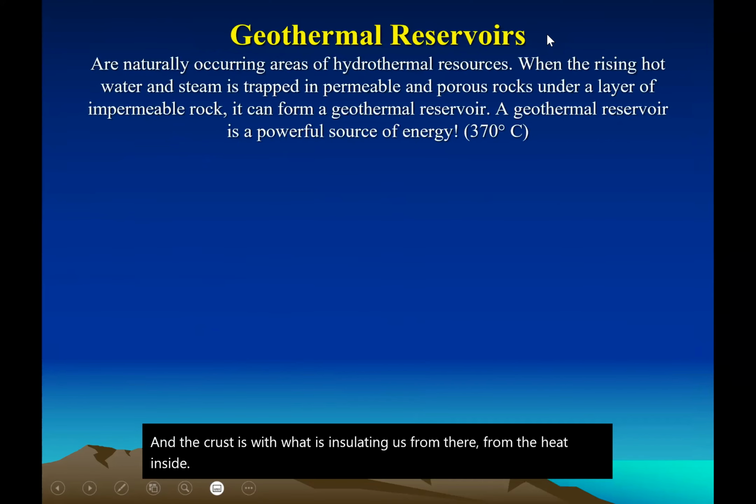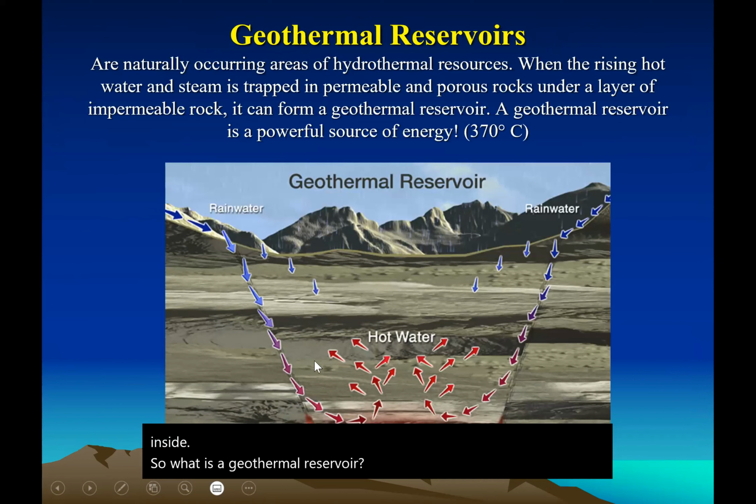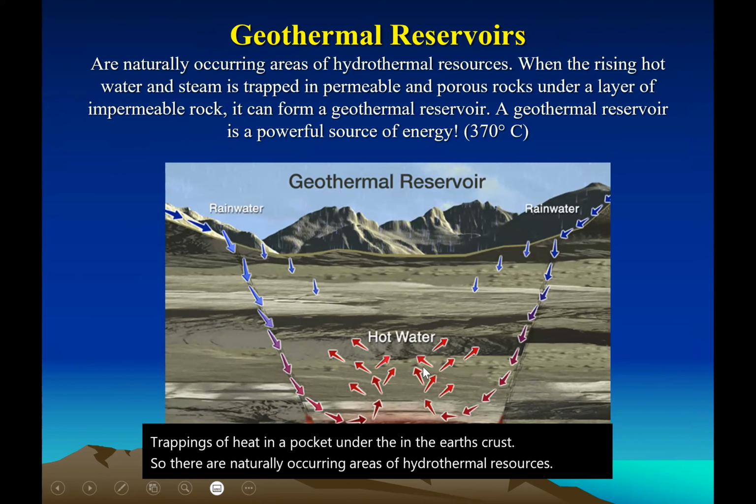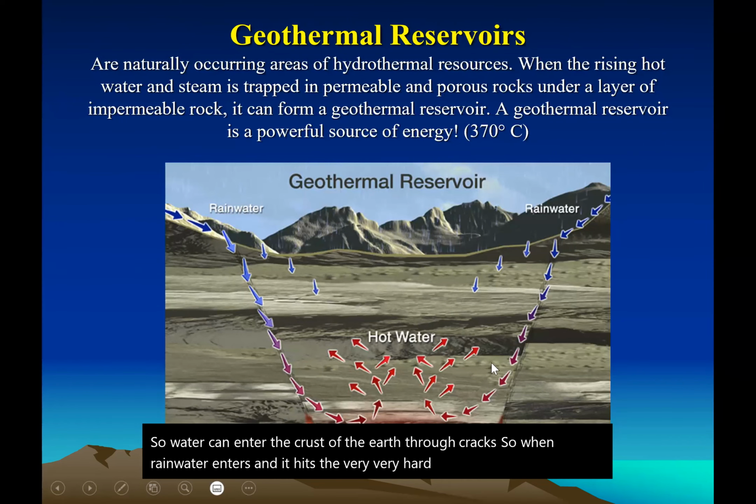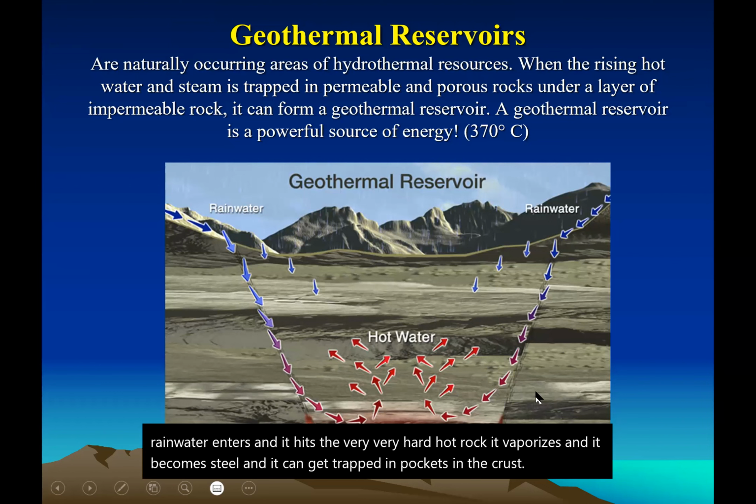So what is a geothermal reservoir? These are natural trappings of heat in a pocket under the Earth's crust. So they are naturally occurring areas of hydrothermal resources. Water can enter the crust of the earth through cracks. When rainwater enters and hits the very hard, hot rock, it vaporizes and becomes steam, and it can get trapped in pockets in the crust. So these are called geothermal reservoirs.